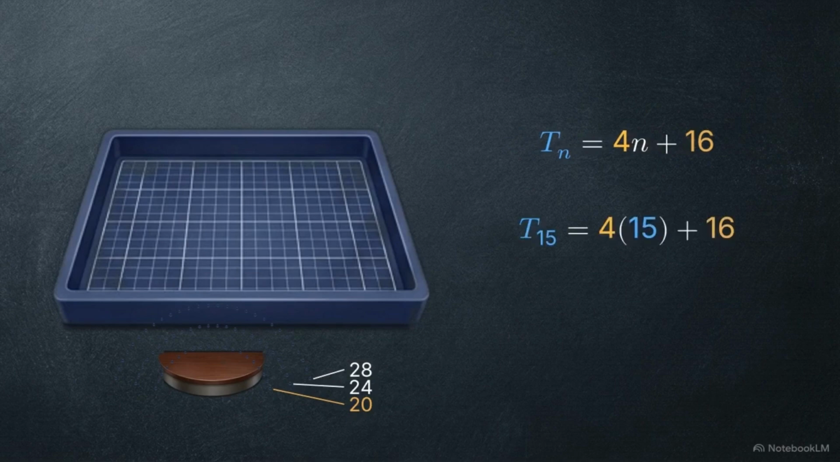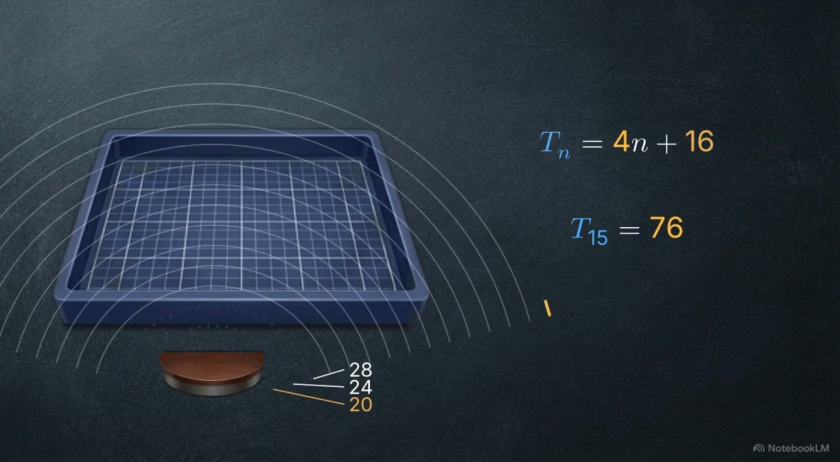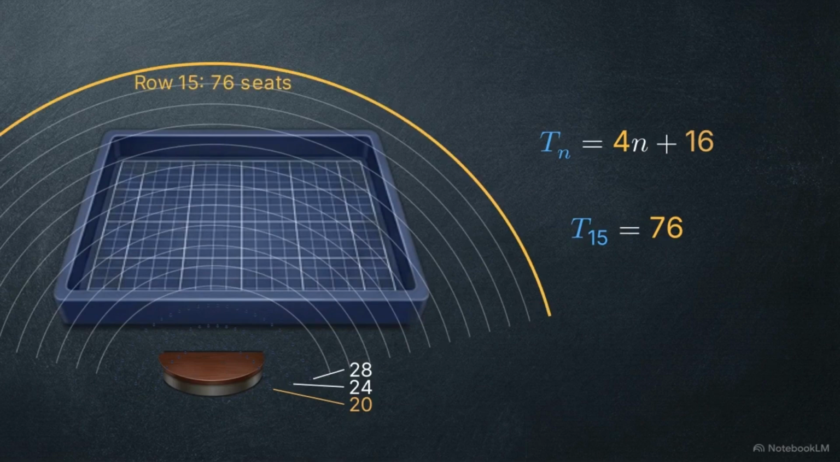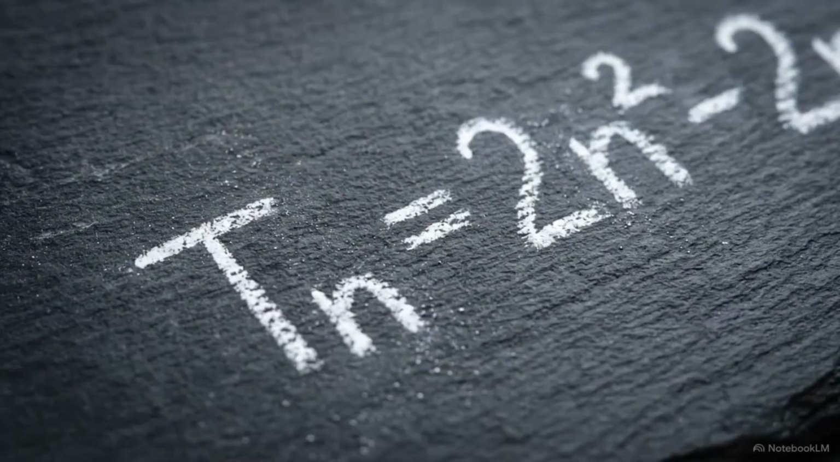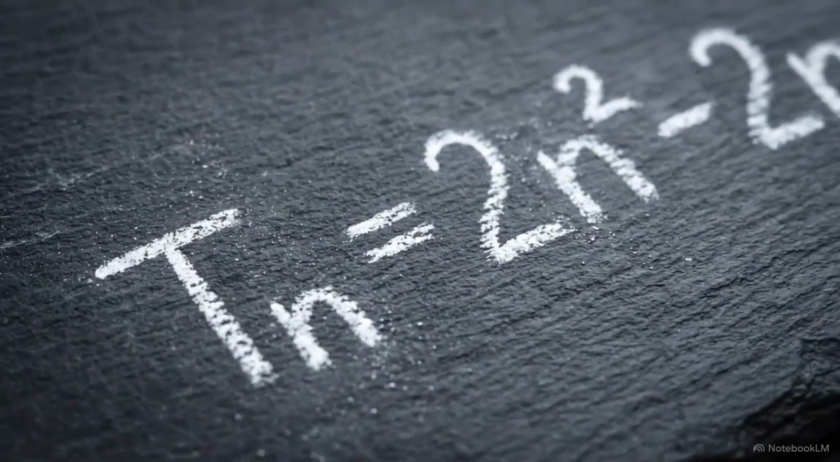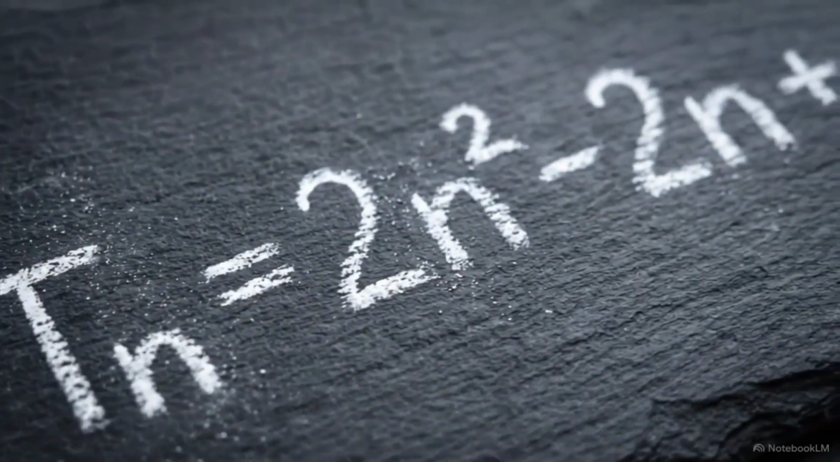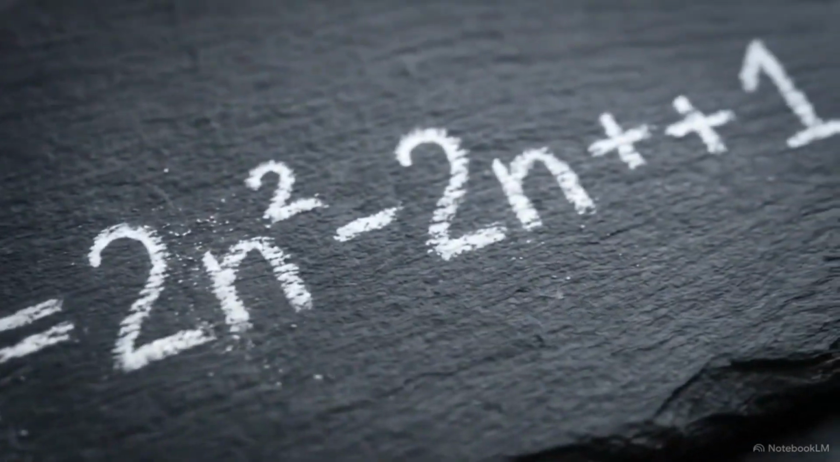If we need to know the exact capacity of the 15th row, we plug 15 in for n. 4 times 15 is 60, plus 16 gives us exactly 76 seats in that distant row. Mastering these linear patterns gives you absolute predictive control over physical scaling. Next, we will step up and learn how to build formulas for the even more complex, multi-layered quadratic sequences.